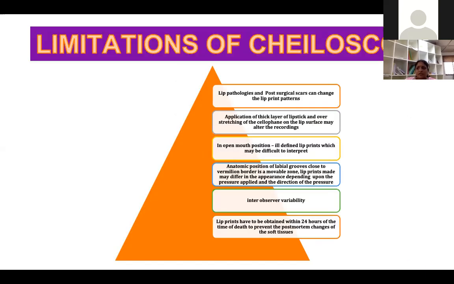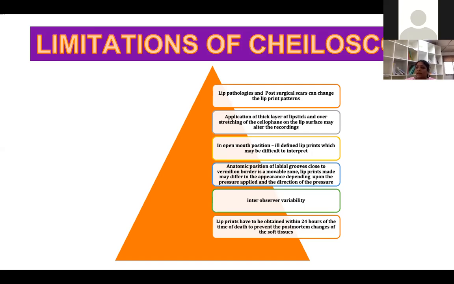So what are the limitations of Cheiloscopy which you should bear in mind when you are collecting lip print samples for your research? Lip pathologies and post-surgical scars can change the lip print pattern. Similarly, your application of the staining material, most of the time lipstick, should be proper, and over-application will definitely cause certain alterations in your lip print recordings. Again, in what position are you recording your lip print? Open mouth position can cause an ill-defined lip print when compared to closed mouth, which will cause certain misinterpretation. The labial grooves which are very close to the vermilion border are in a movable zone, so for lip prints made from those areas, you have to be a little careful.